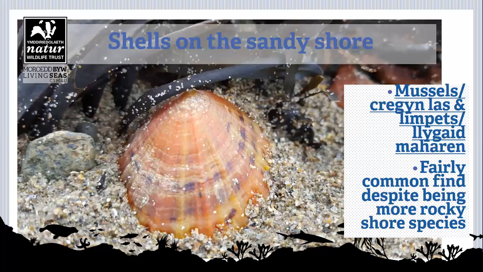Mussels, or cragen las, and limpets, or llygad maharen. These are fairly common finds, even though they're more rocky shore species. You do often find them on sandy shores or wherever you are really. There are different species of both, but you'll mostly come across the blue mussel and the common limpet. Both are a favourite of fish and starfish for food, but they themselves feed in very different ways.